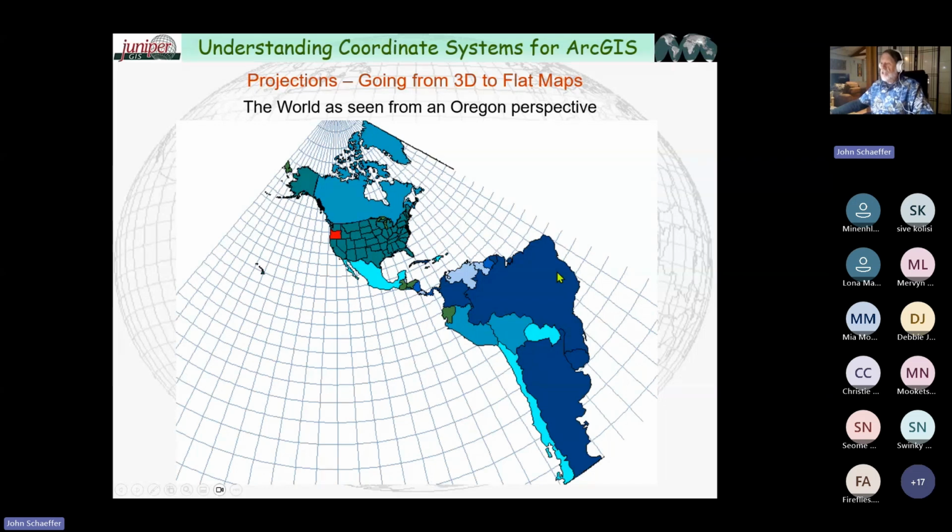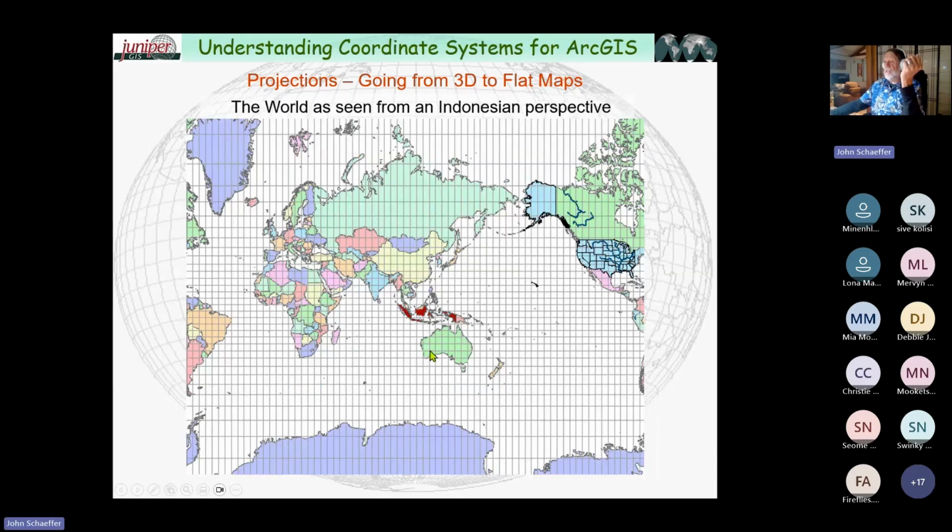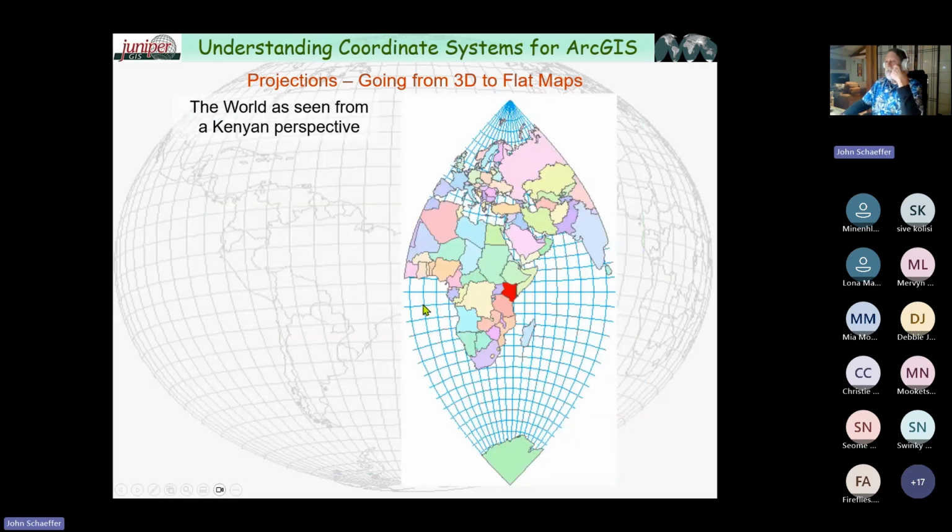So basically, a projection picks the area you're interested in. You put your finger on the map and you push it flat. So you're good, but then everything else is going to be distorted. Here's Indonesia. We have Indonesia at the center, and everything else radiates out from that. Kenya: this is in a UTM coordinate system, which we'll talk about later, where everything is true along a north-south line. But as you move away from that, everything gets a little more distorted.